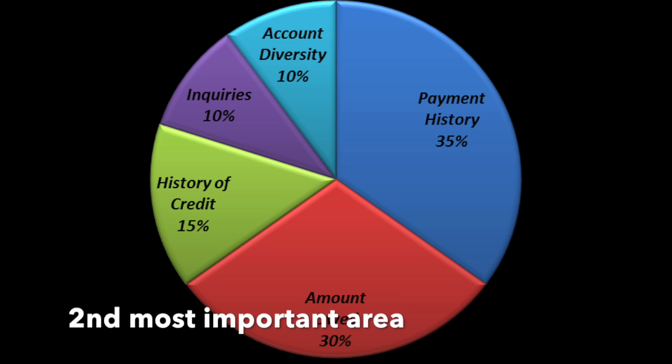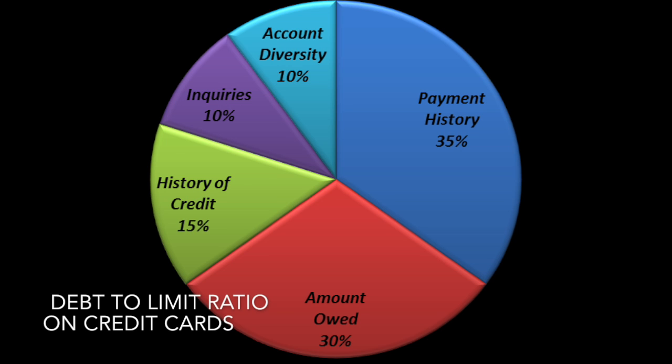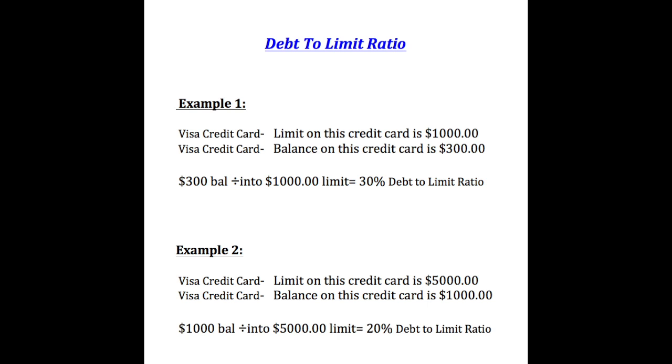Now, the second most important area is called amounts owed. This mostly is referring to the debt to limit ratio on your credit cards. I just want to make sure that you understand what debt to limit ratio means. In simple terms, it's just a math equation. On the first example here, we're taking the credit card balance of $300, divide that into the $1,000 limit, and it will come up with a ratio or a percentage. It's called the debt to limit percentage or debt to limit ratio.